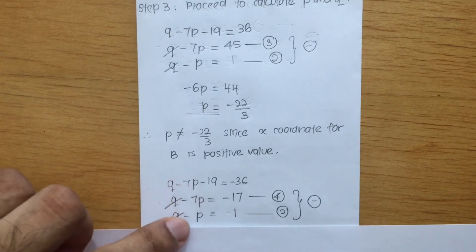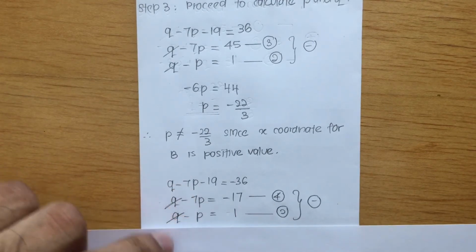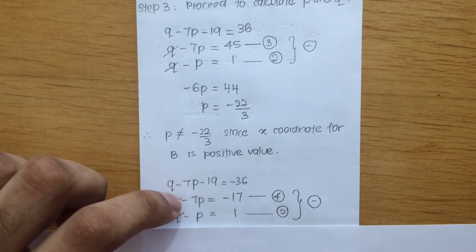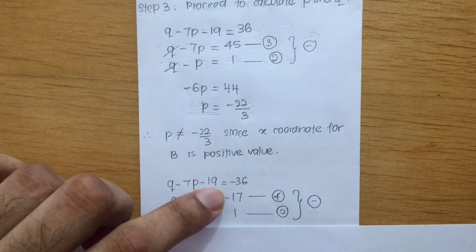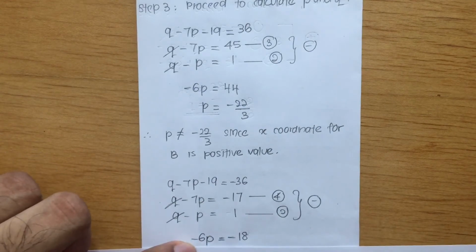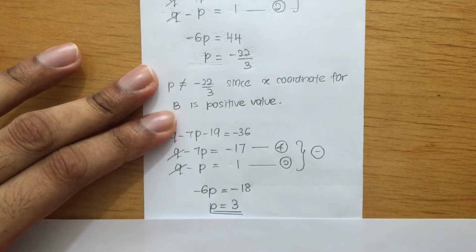So from here to eliminate the q variable, guys, using the elimination method, negative 7p minus with negative p, and then equals to negative 17 minus with 1. So when you compare here, you get negative 6p equals to negative 18. Therefore, you get your p value is equals to 3.